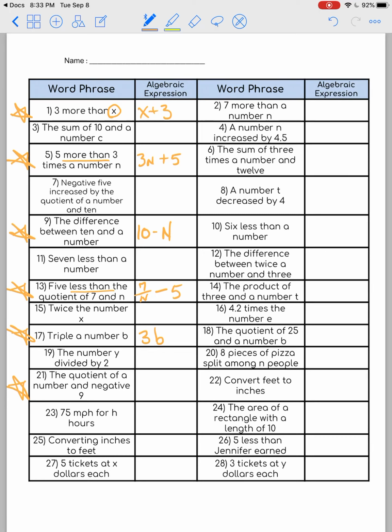Let's look at number 21. The quotient of a number and negative 9. Well, the number comes first, and then the quotient, or the bar, and then negative 9. n divided by negative 9.